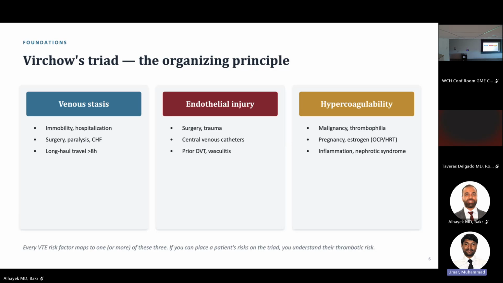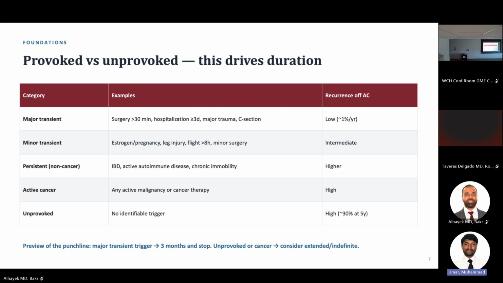And then the venous stasis. What does it mean? What does venous stasis mean? Stasis means something that's sitting in the same place. So blood sitting in the same place or slowly flowing is just going to give more risk to develop the VTE.